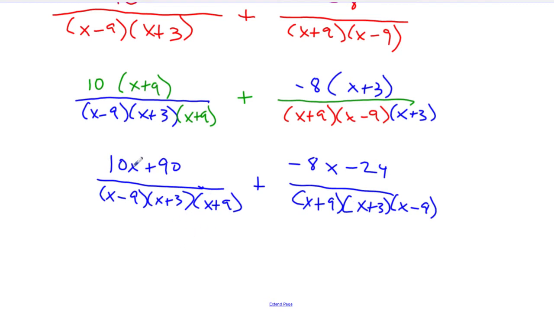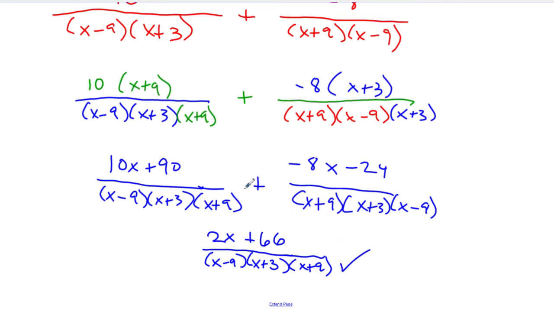This looks like 10x plus negative 8x. That's 2x. 90 plus negative 24 is the same as 90 minus 24, which is a positive 66, right? And now I'm going to put that over x minus 9, x plus 3, okay, and x plus 9. My 3 factors in the denominator. Okay, and I'm going to look at this and say, all right, 2 is common, so I can check. That's really just 2x plus 33, though. And that's really not going to cancel with anything on the bottom, so I'm done, right?